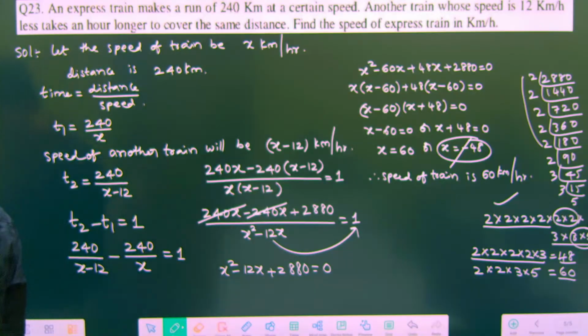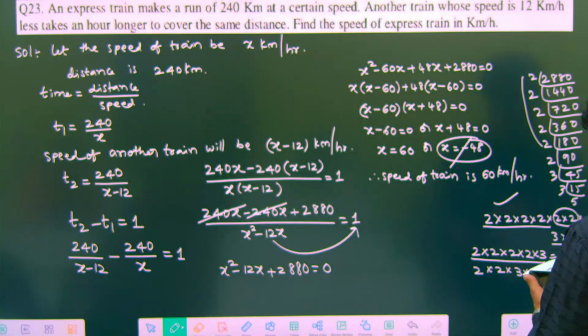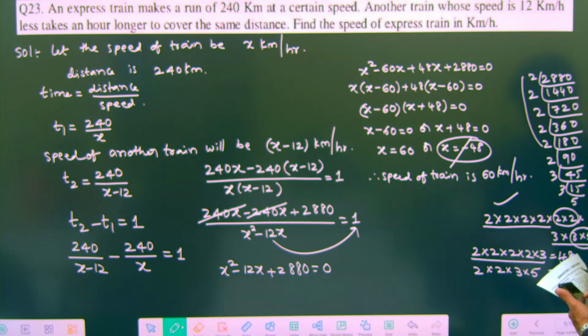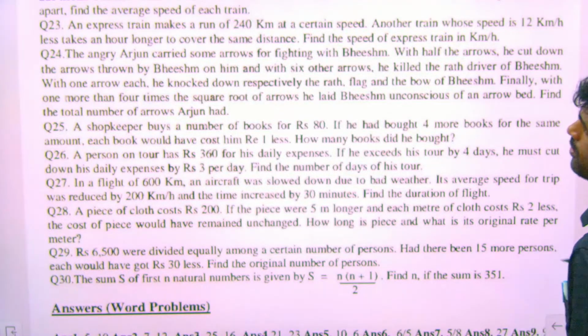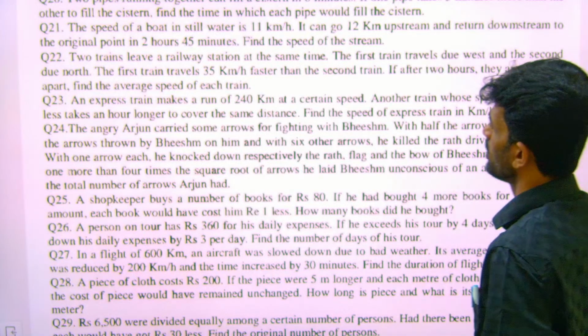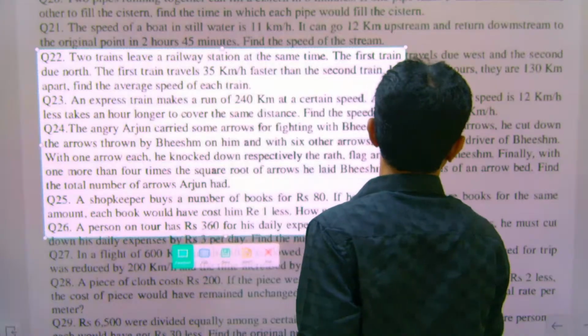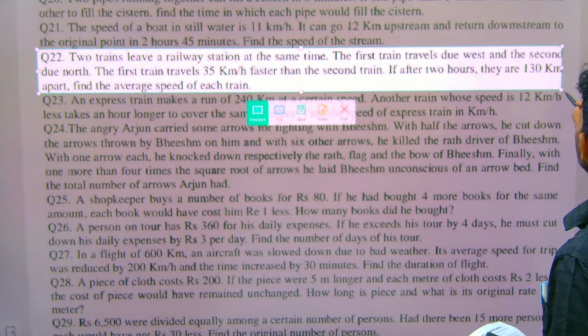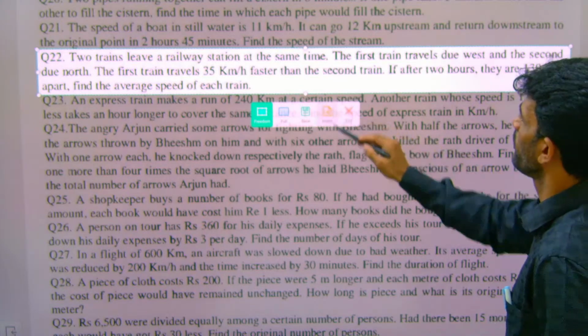This is question number 22. Okay, this is question number 23, which is also about the previous one, but this is different from the previous.